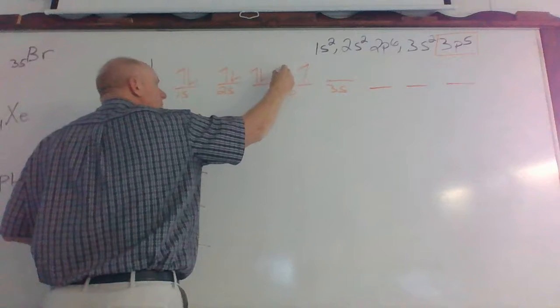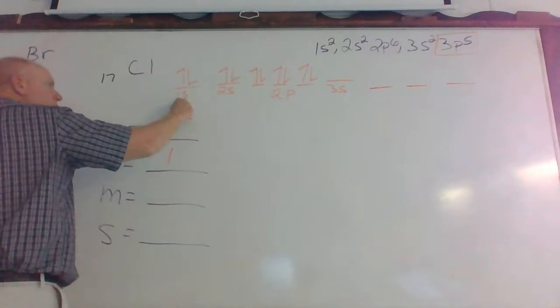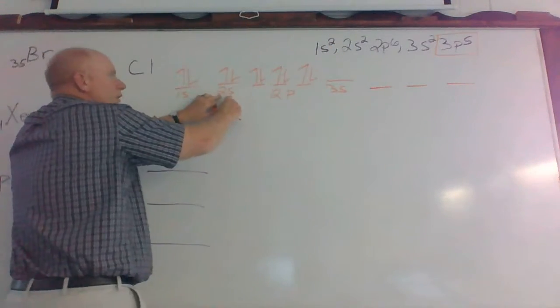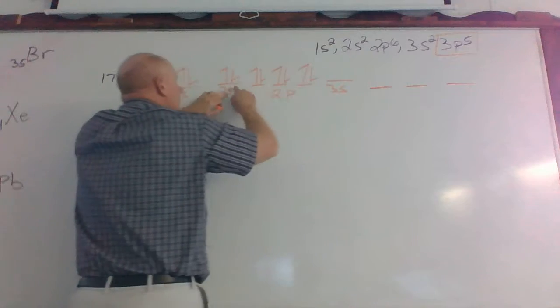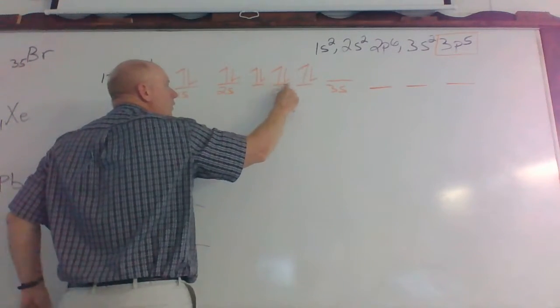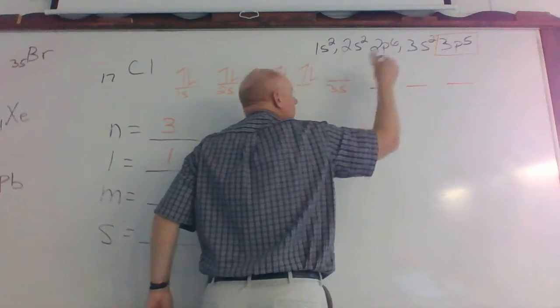Now we start to pair up these electrons. Okay? We've got 2 in the 1s2. There they are. 2 in the 2s2. Okay? Here they are. The 2p6. 2, 4, and 6. Then the 3s2.